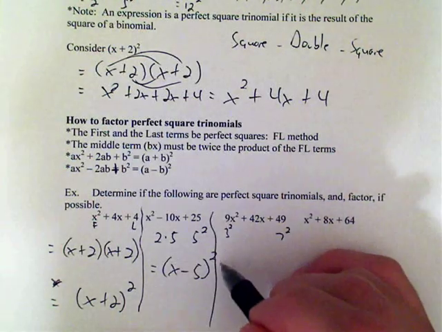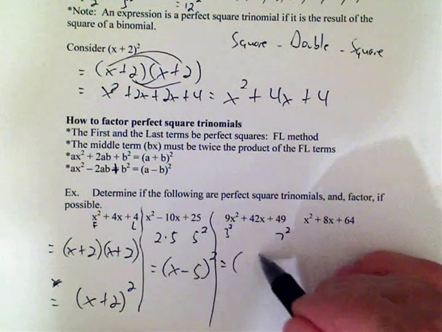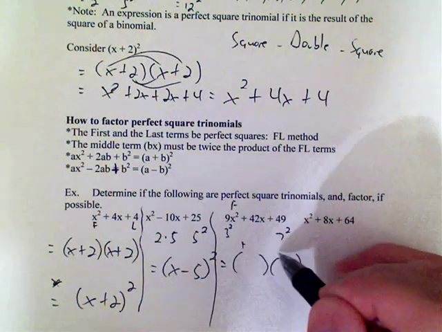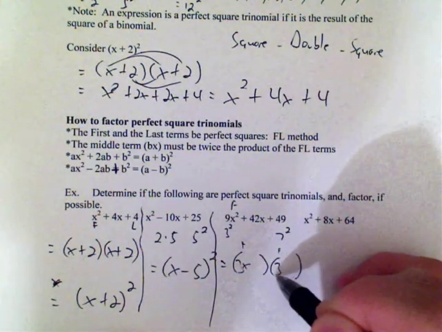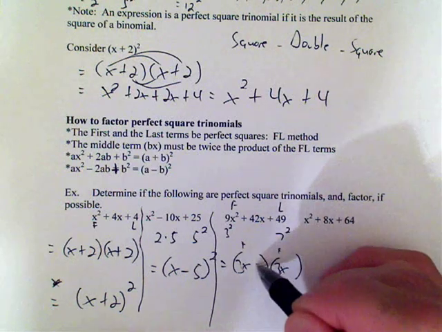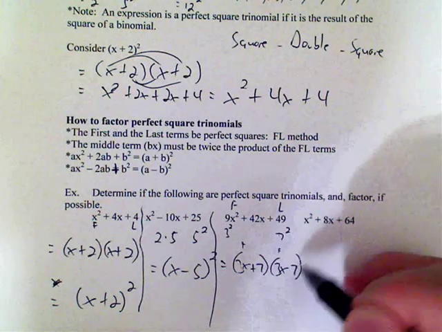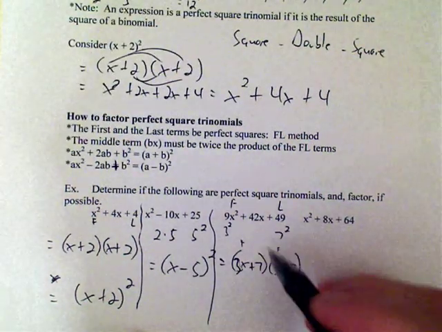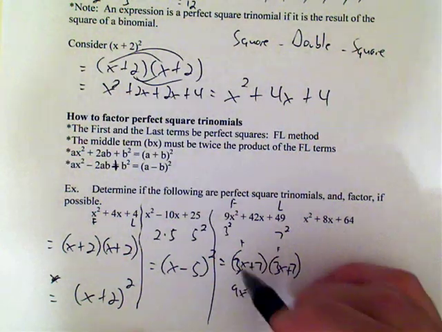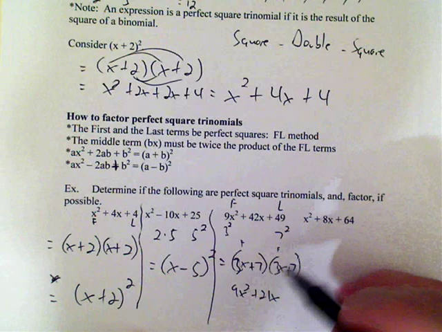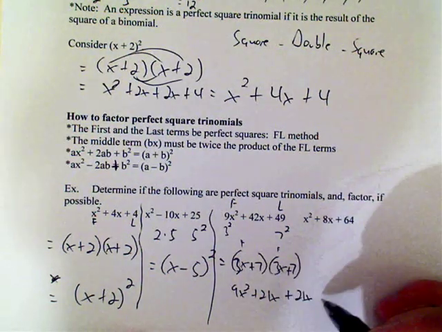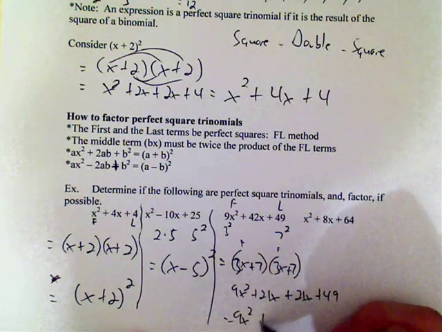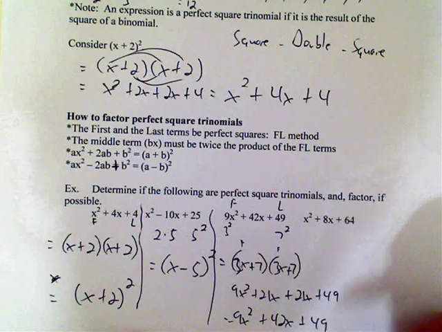I'm going to go down here. Since I have squares, I'm drawing 2 sets of parentheses. And I'm thinking, what times what is 9x squared? That's 3x and 3x. What times what is 49? 7 and 7. Everything is positive. If I were to check it, 3x times 3x is 9x squared. 3x times 7 is 21x. 7 times 3x is 21x. And 7 times 7 is 49. Combine the like terms. 21 plus 21 does give us the 42x in the middle that we're looking for. And that's how it factors.